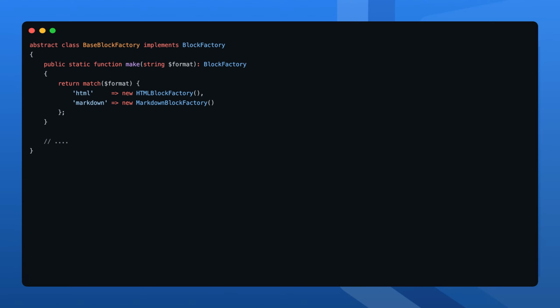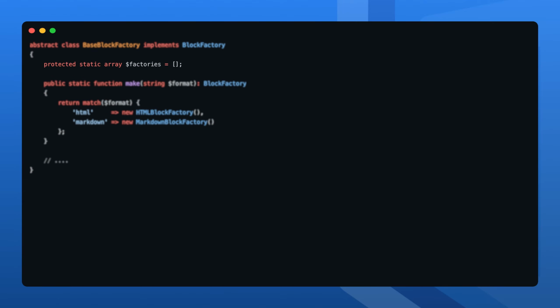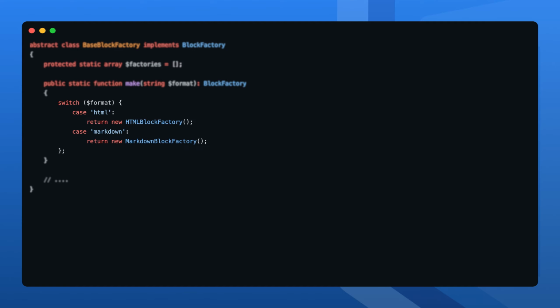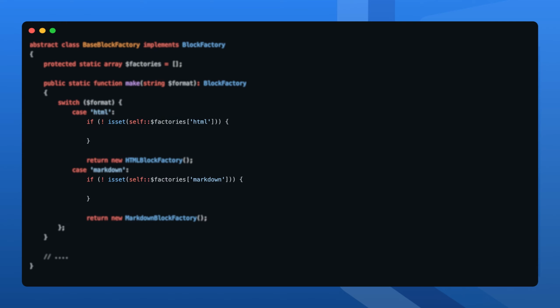First, we'd add a property to the base block factory class to contain the instances. Then we'd swap out the match statement in the make method for a switch statement. Then, just like in the singleton getInstance method, we'll check to see if an instance exists in the property, creating one if it doesn't, and then returning the value from the array.